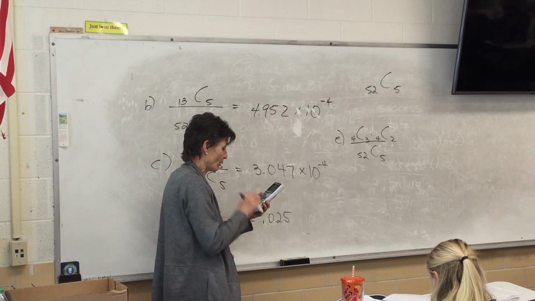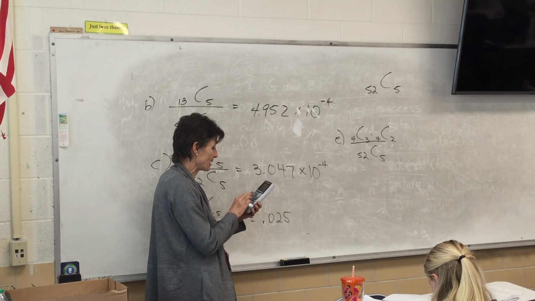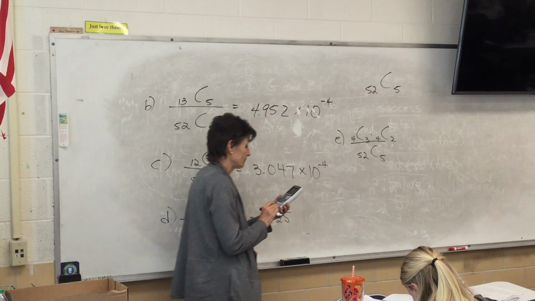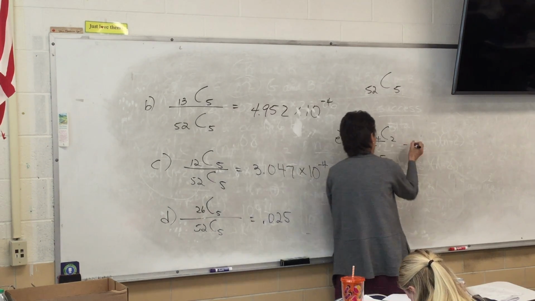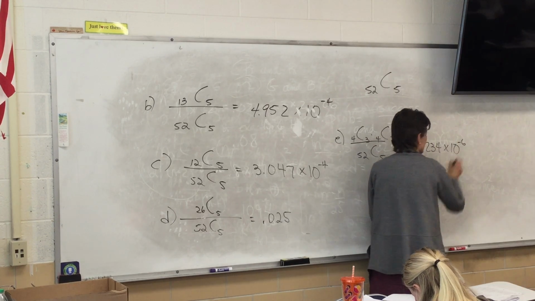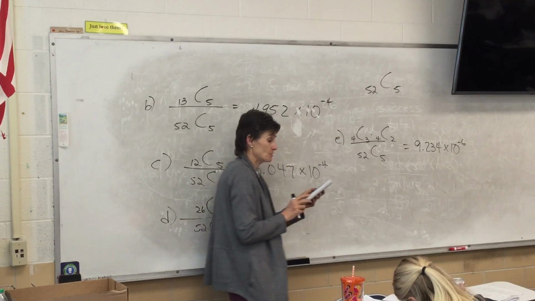On your homework, some of you are getting lazy and not typing it in. I want you to type it in. I got 9.234 times 10 to the negative 6. That's really small.